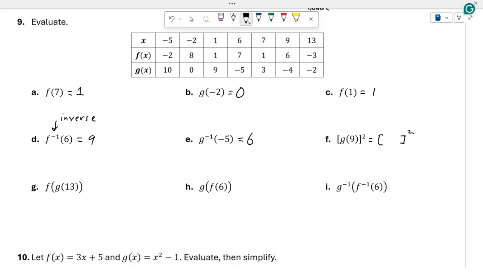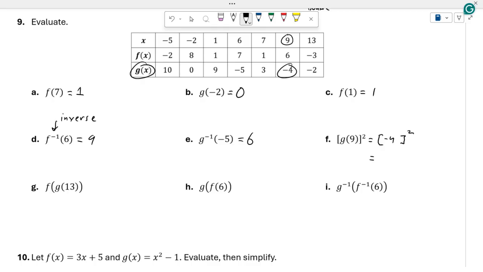So again, it's saying you take a 9, and this is not an inverse. This is just g of 9. So you take a 9, you plug it into the g function, and the result is a -4, right? We are evaluating g of 9. But then the second part of this is to take that result of -4 and square it, okay?